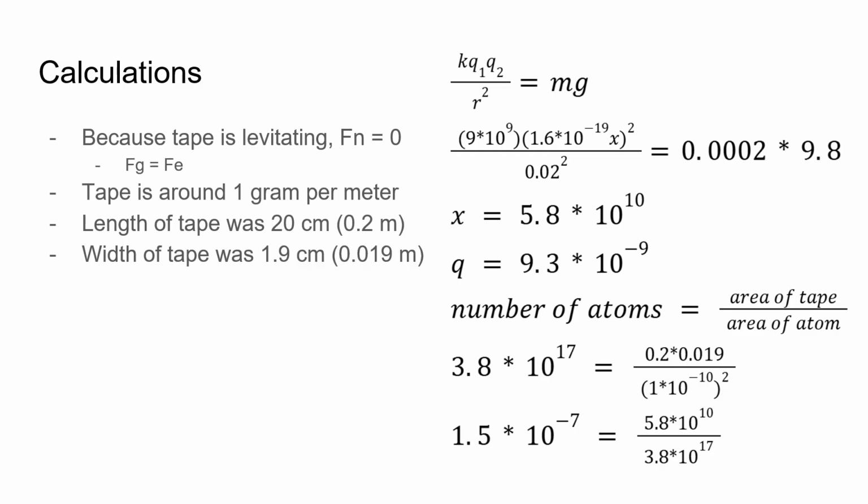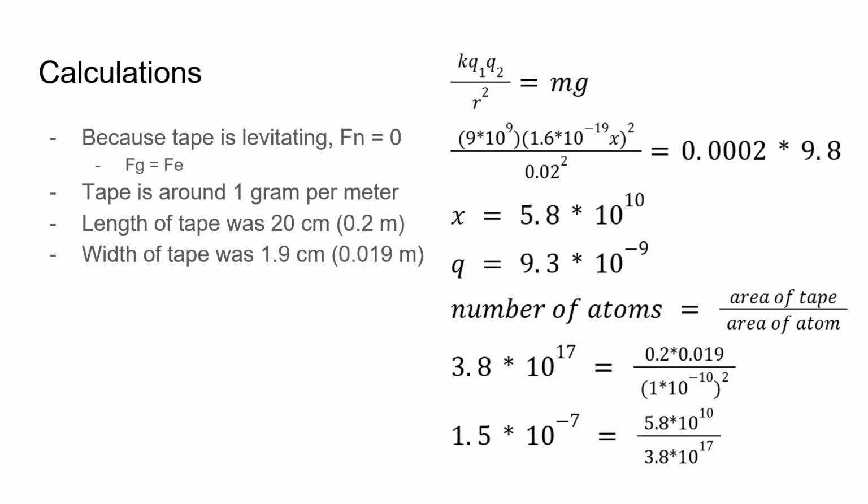For the calculations, we know that because the tape is levitating and not accelerating, the net force on it is equal to 0, and that would therefore mean that the force of gravity, at least the magnitude, is equal to the magnitude of the electrostatic force. So you see us set up that relation directly to the right, and if you note, the charge is squared here because we assume that the two pieces of charged tape have the exact same charge because they have the exact same dimensions.